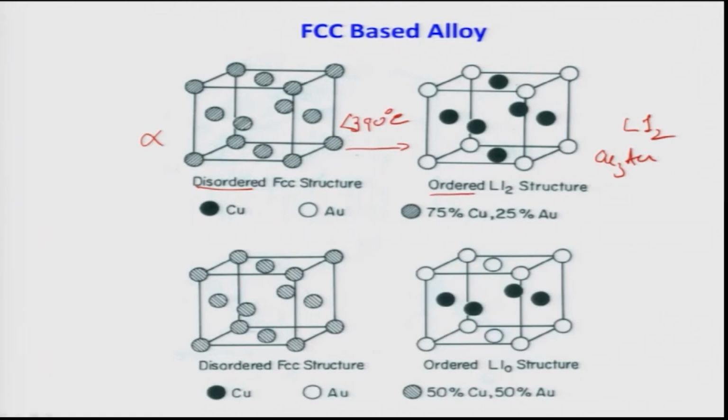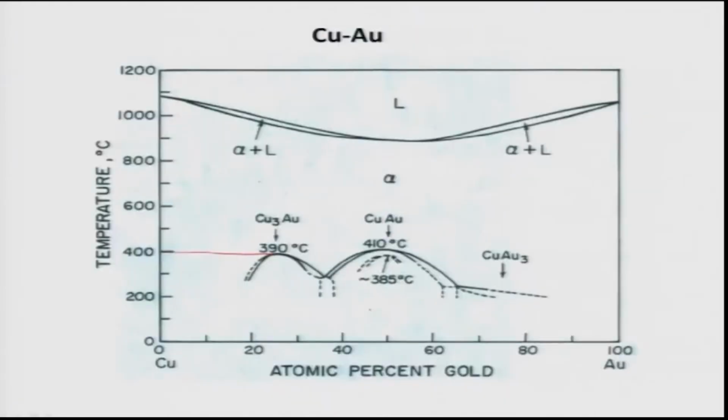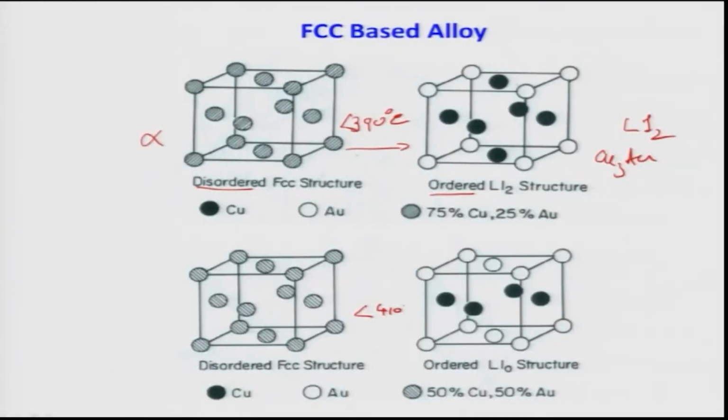A similar thing can happen in the AuCu structure, that is what is shown here. Below about 410 degrees Celsius, this disorder structure will transform to an order structure. What actually happens? In a disorder structure, any atomic position has an average occupancy. That means whether it is a corner or a face center, we cannot specify whether gold or copper is occupying that position.